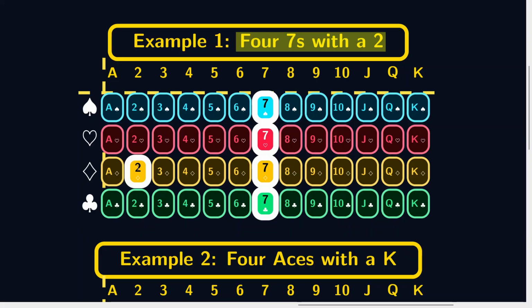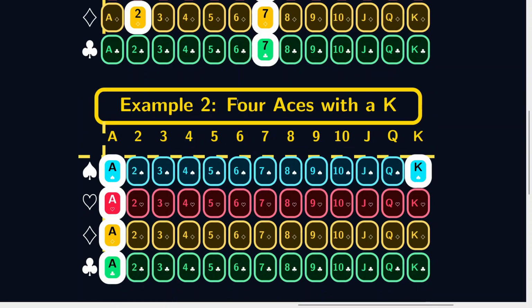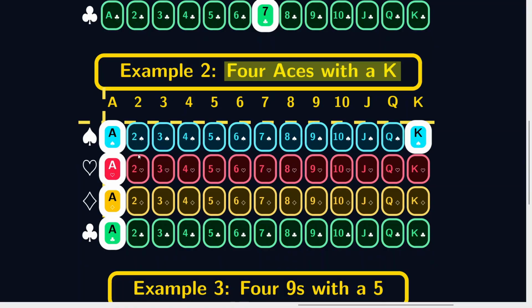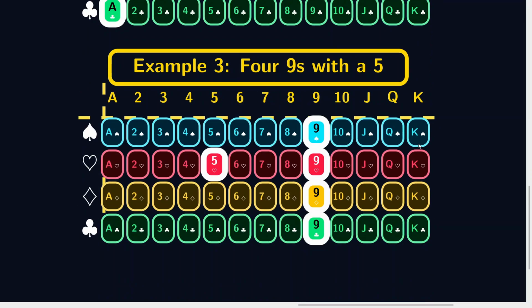The second example is 4 aces with a king of spades as the kicker. The ace column is completely filled: ace of spades, ace of hearts, ace of diamonds, ace of clubs. And in the king column, one box is highlighted, the spades row. One full column, one isolated dot. The third example is 4 9s with a 5 of hearts as the kicker. The 9 column is entirely highlighted across all 4 suits. And in the 5 column, one box is marked, the hearts row. Every 4-of-a-kind hand looks exactly like this in the grid. One column completely saturated, and one independent dot elsewhere.